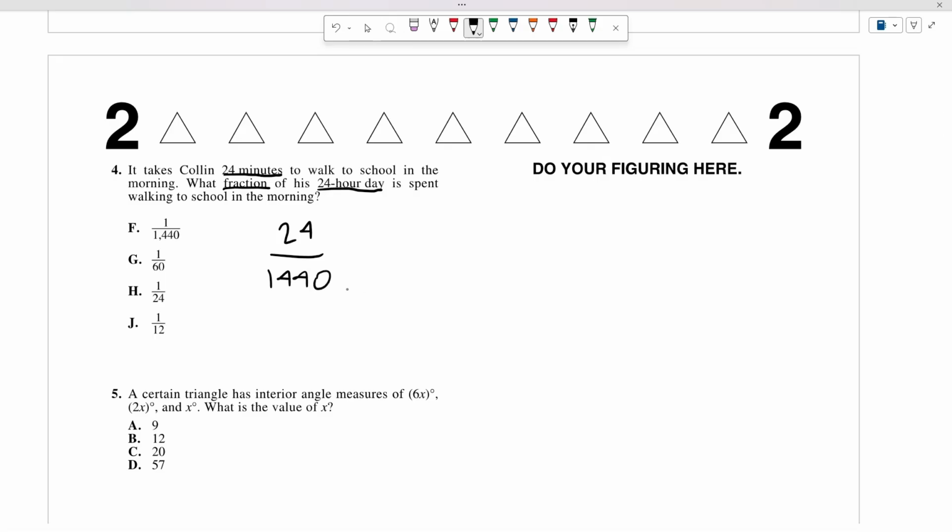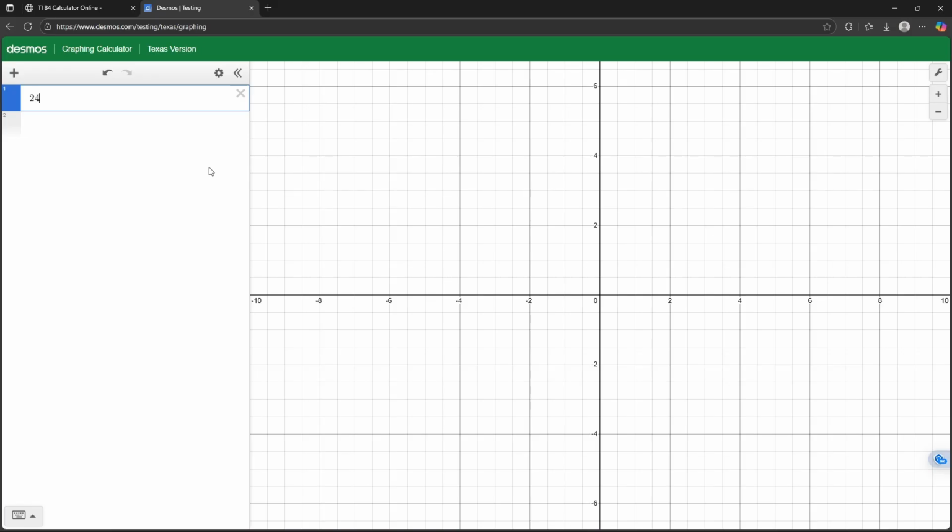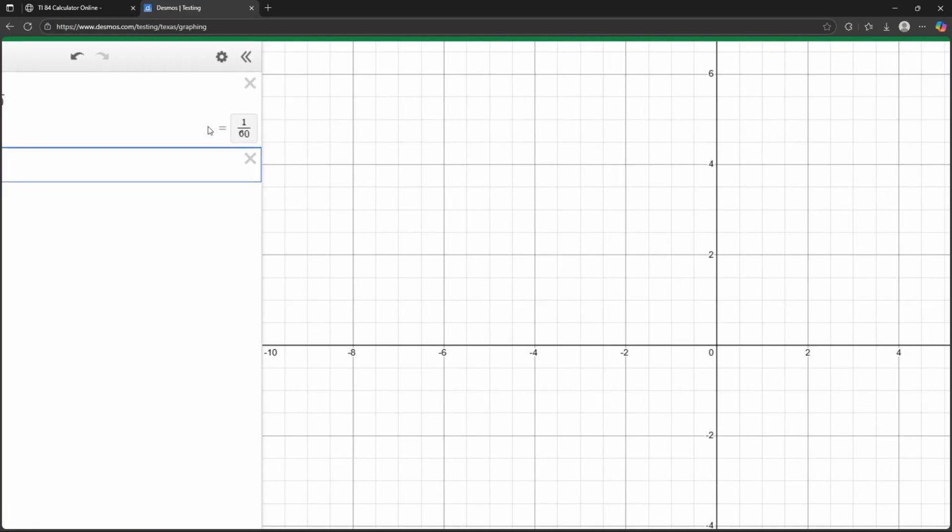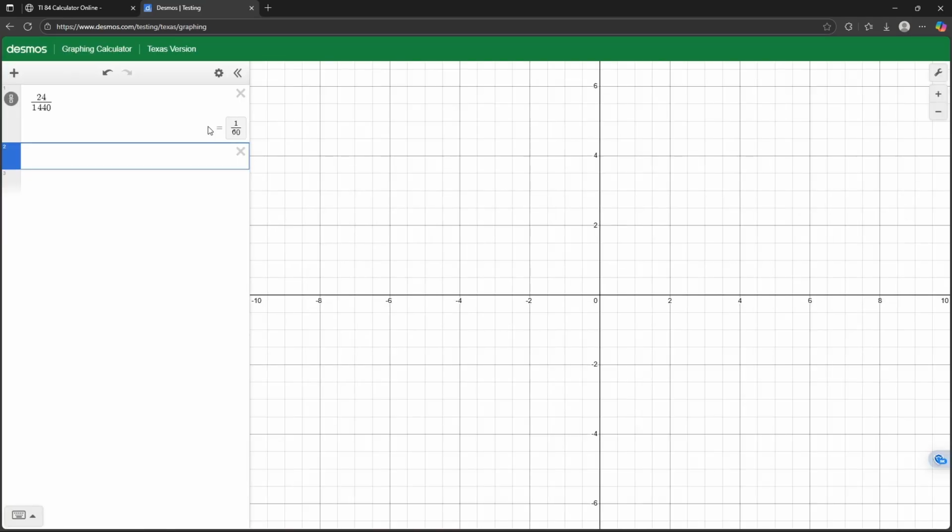Now, how do you simplify this? Let's go to Desmos. Let's do 24 divided by 1440. Hit enter. If you go over here, it shows you the decimal, but you can also click this thing and it converts it to a fraction. And there it actually tells you right away. It's 1 over 60. That's perfect. Okay, that saves you so much time sometimes.